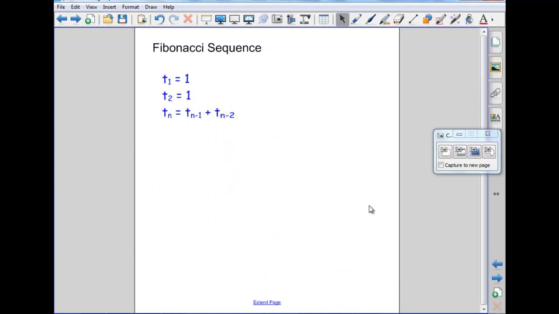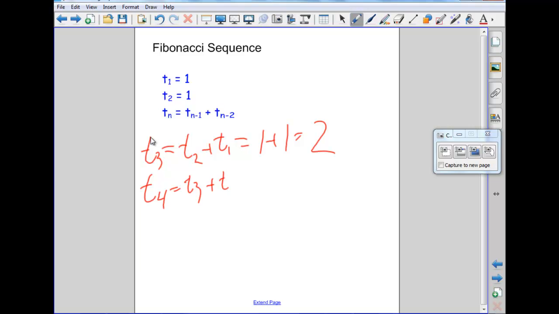There's our spreadsheet. Here we go with the Fibonacci sequence now. You define it recursively, but in terms of two initial conditions. Let's see how this works. T sub 3 is T sub 2 plus T sub 1. That's 1 and 1, which is 2. T sub 4 is T sub 3 plus T sub 2: 2 and 1 is 3. T sub 5 is T sub 4 plus T sub 3: 3 and 2, and we get 5.